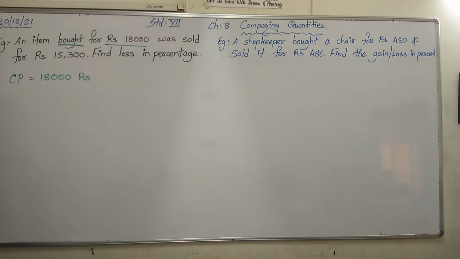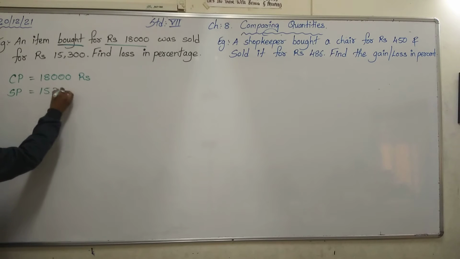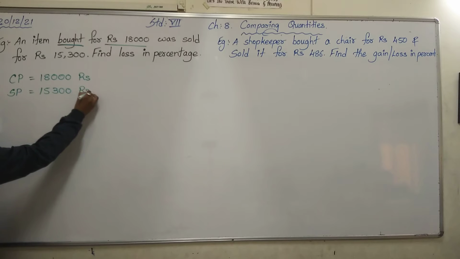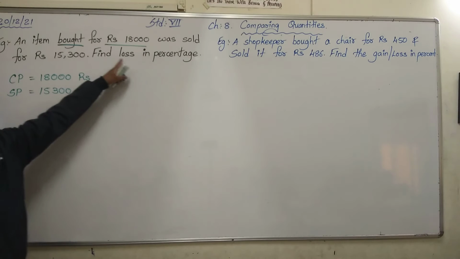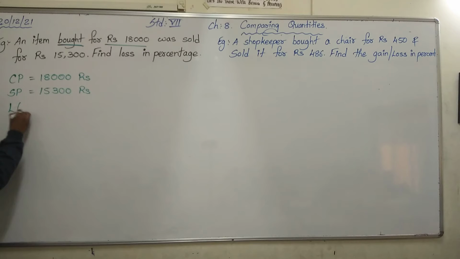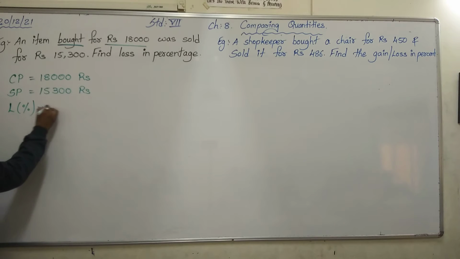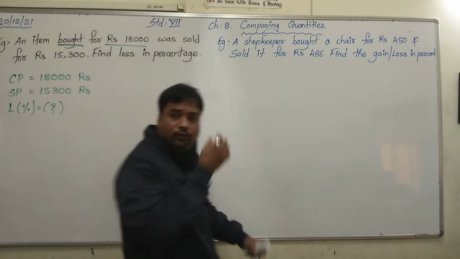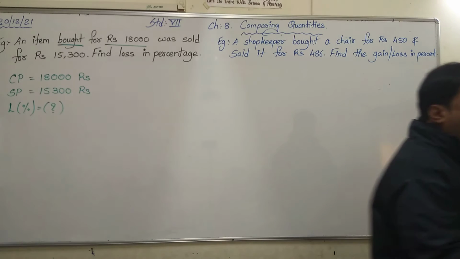18,000 rupees. બરાબર? Was sold. Sold means વેચી દીધું. Selling price. So your SP is equal to 15,300 rupees. What we have to find? We have to find loss in percentage. So loss in percentage is equal to how much? Now to find loss in percentage, what is required?